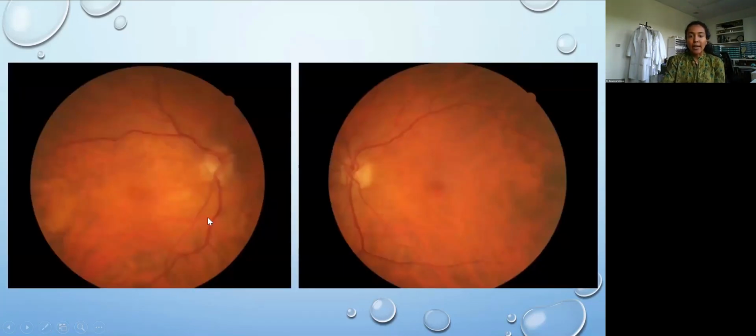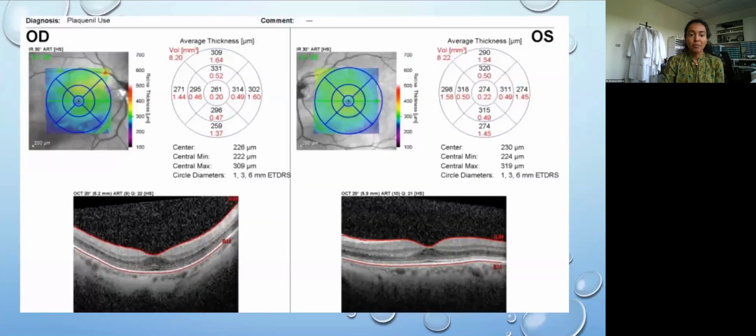So this is her right eye, this is her left eye. I know it may be hard to see, but on her exam, I saw a little bit of RPE changes and stippling on the right macula. In other words, bullseye maculopathy is what Plaquenil causes. And when you look at the OCT, it kind of stands out. You can see the outer retinal layer disruption, particularly in the right eye.